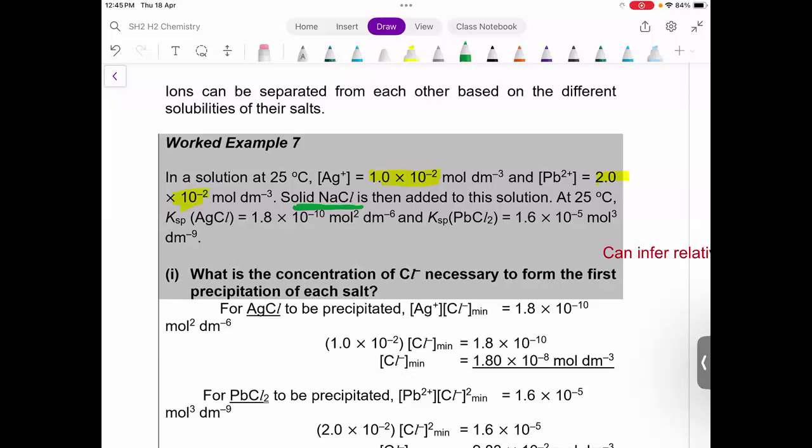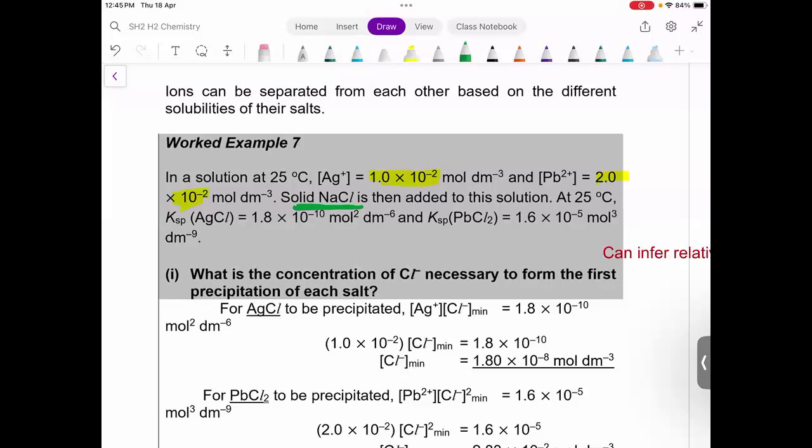Okay, so as you add the sodium chloride salt bit by bit to this mixture, you are going to expect precipitation of one of them, leaving the other still in solution. So that is the purpose of selective precipitation.